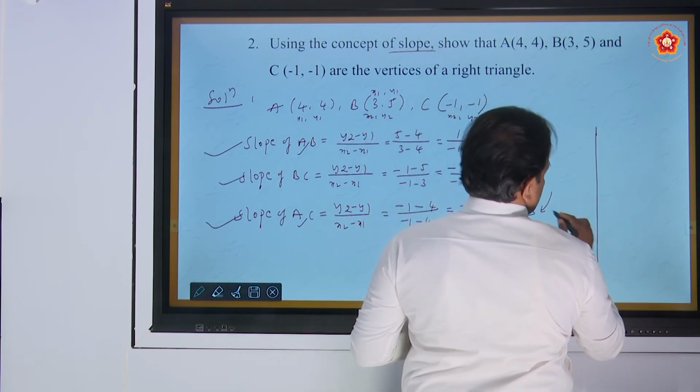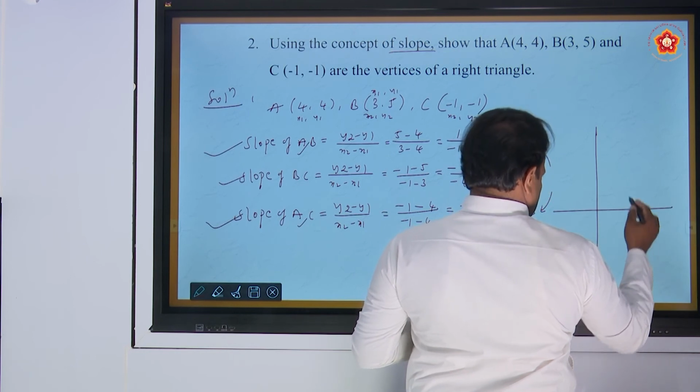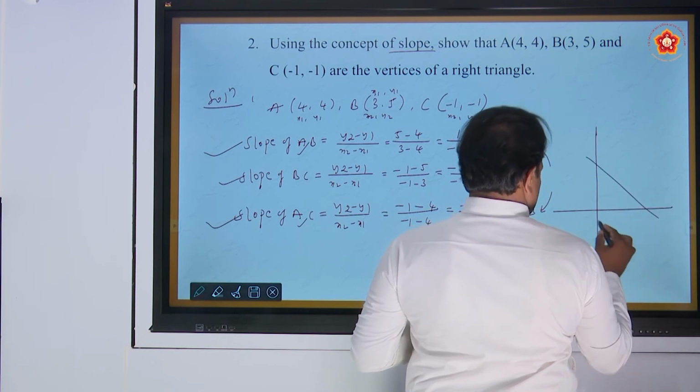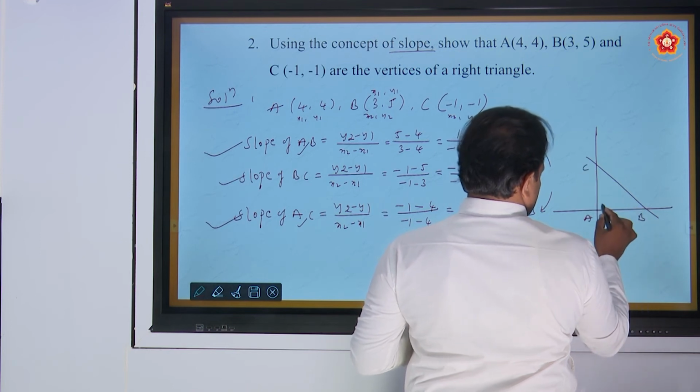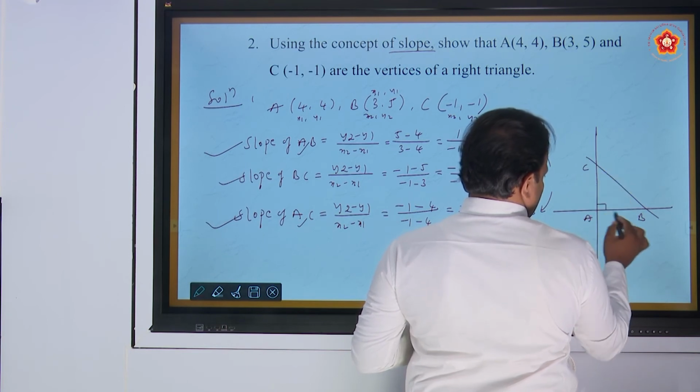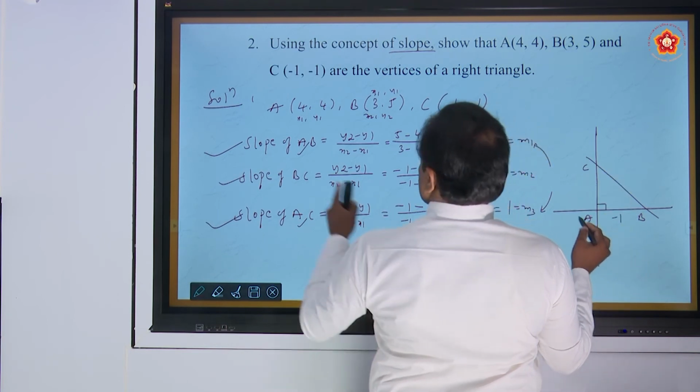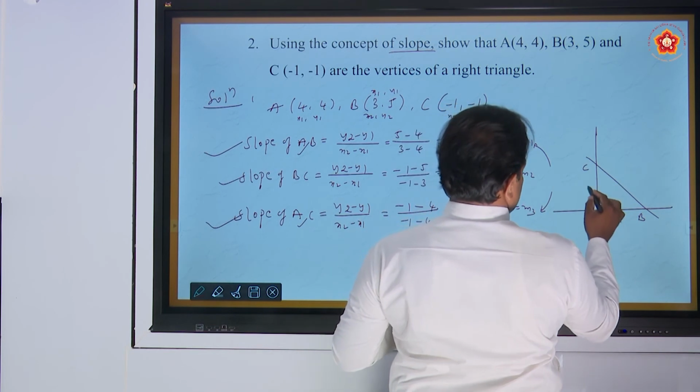So like this. This one, you take A here, right? AB and this is AC. This angle is 90 degrees, correct? The slope of this AB is minus 1, correct? Slope of AB is minus 1. Slope of this line AC is plus 1.